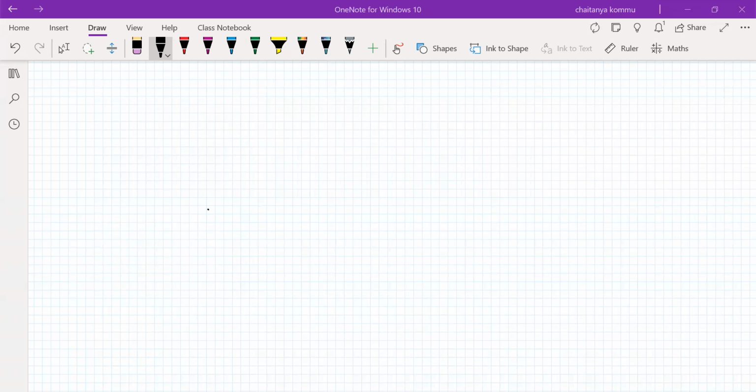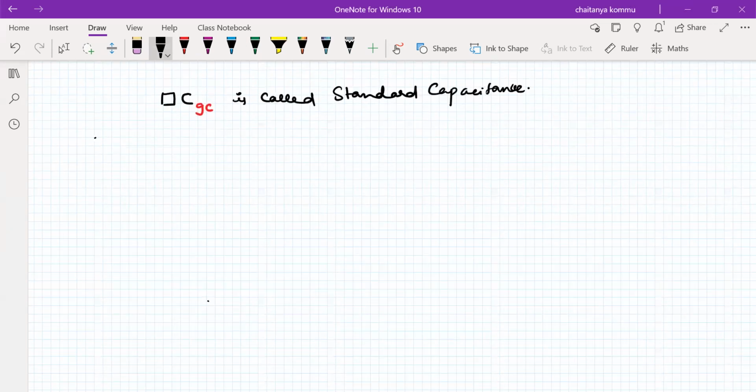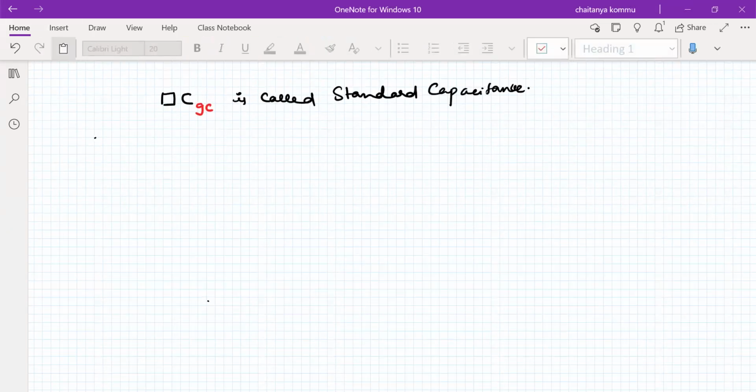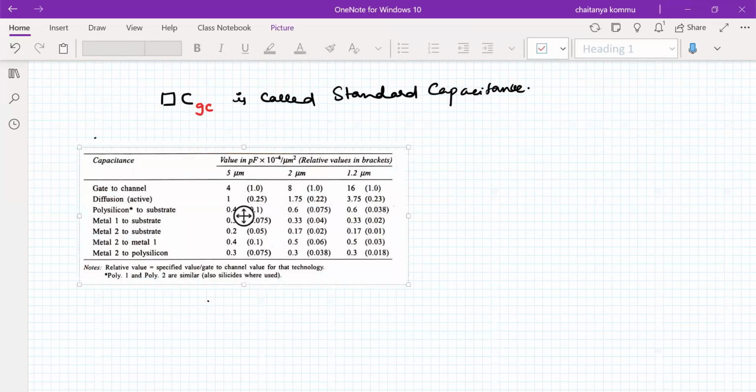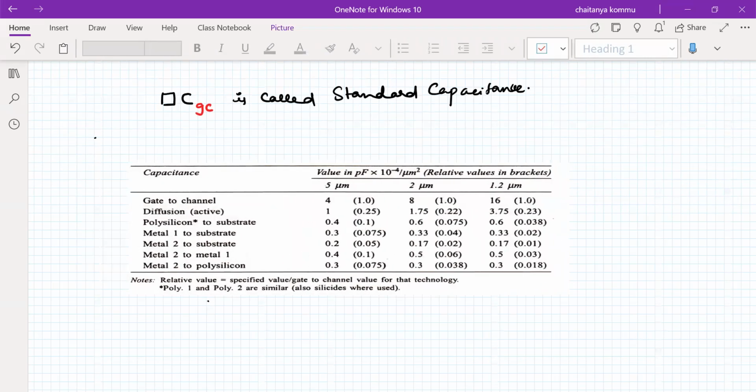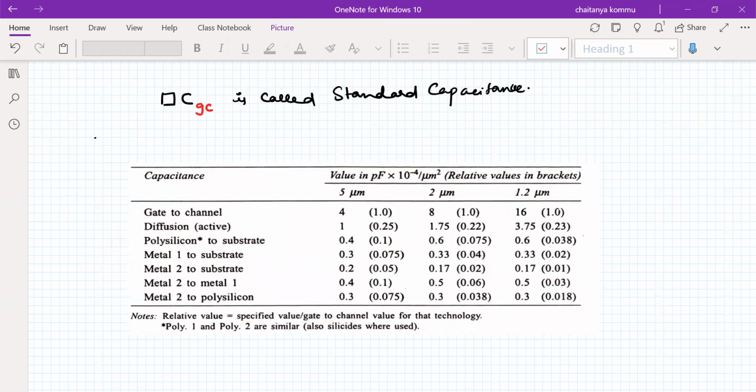So this is what I need to copy. Copy here and then paste. So these are the parameters that we have to know in order to find out the capacitances for the other layers.